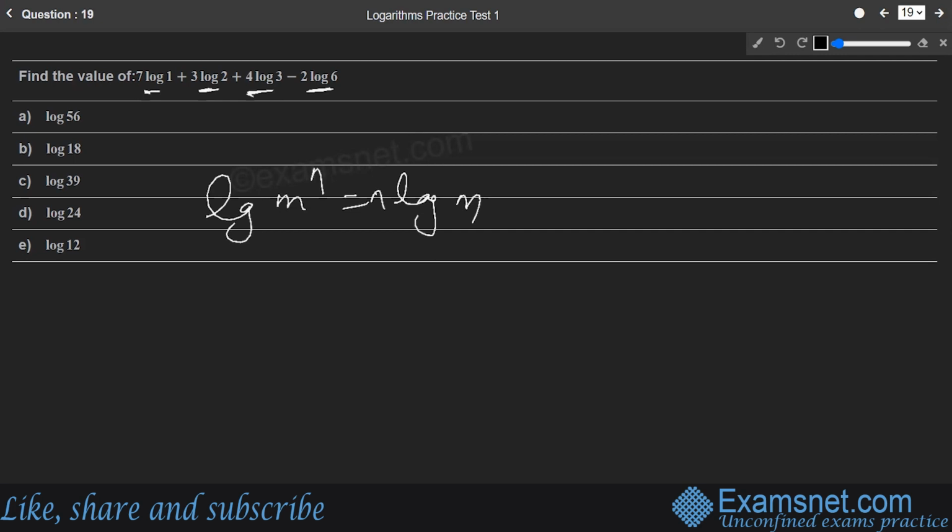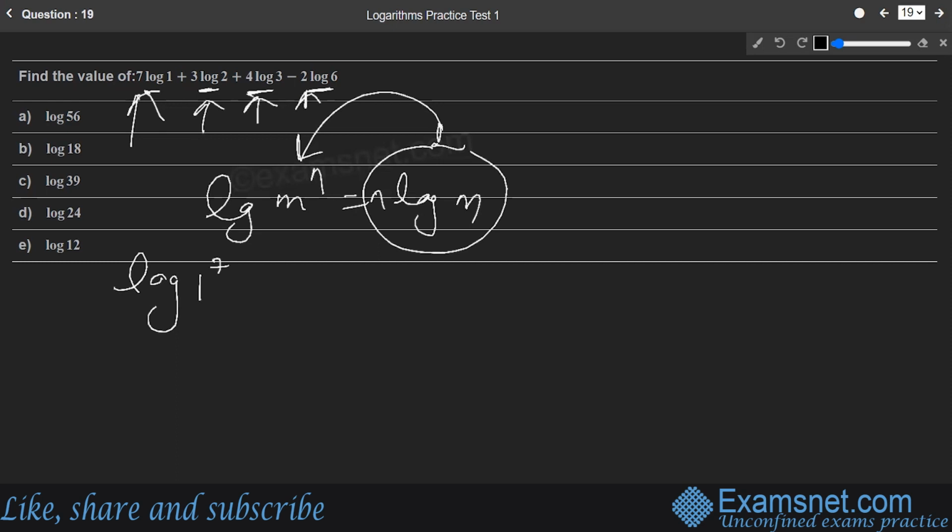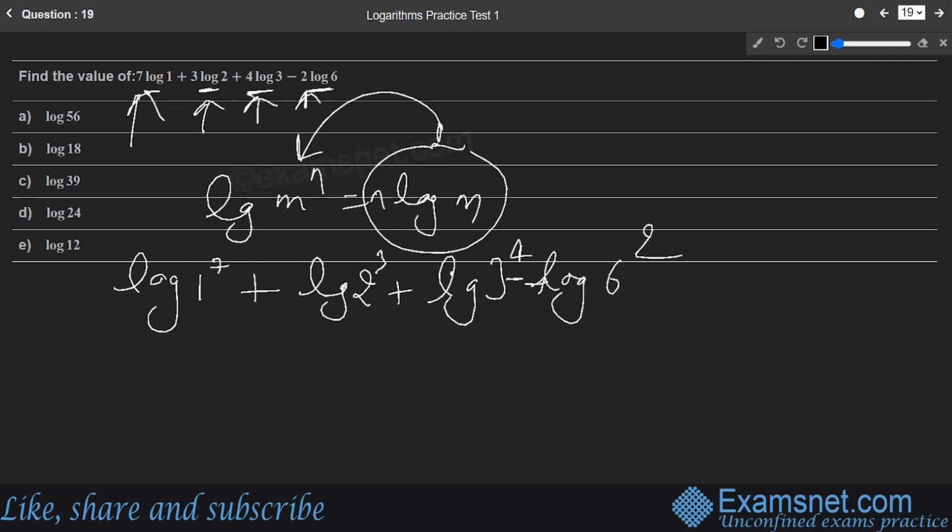This property can be used in the reverse way also. When you have n log m, it can be written as log m to the power n also. That's what we'll do with every part. The first term, 7 log 1, can be written as log 1 to the power 7, plus the next term, 3 log 2, which can be written as log 2 to the power 3, plus similarly log 3 to the power 4 and minus log 6 to the power 2. This is how we can write it. All the log terms can now be combined, or rather, we solve them first.